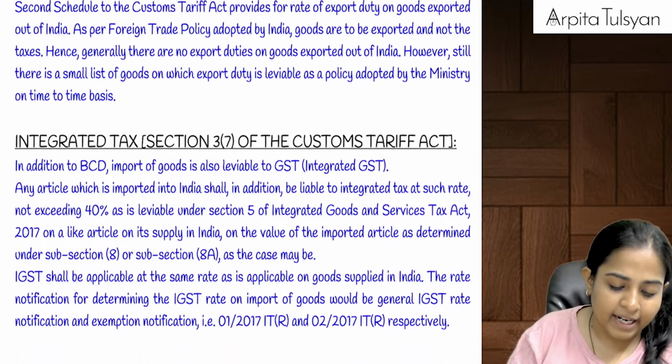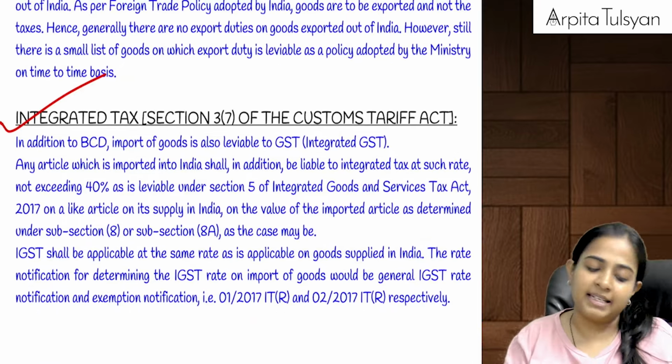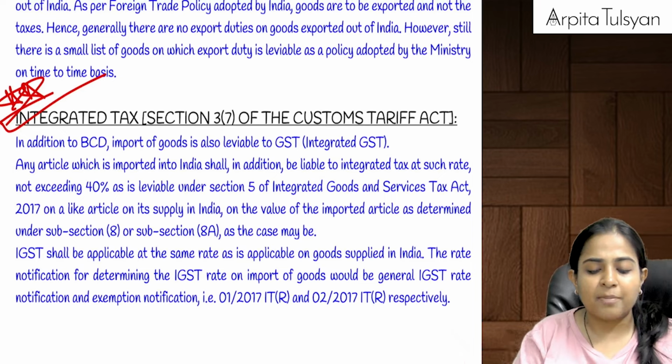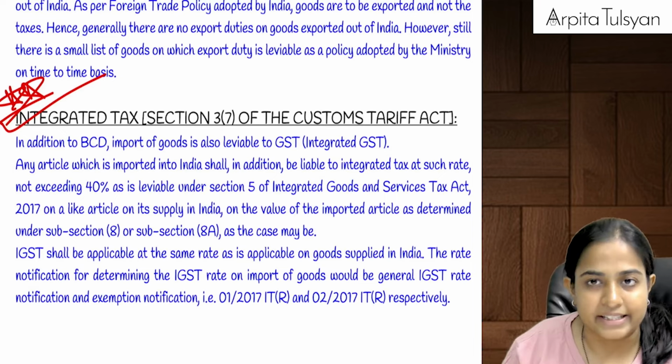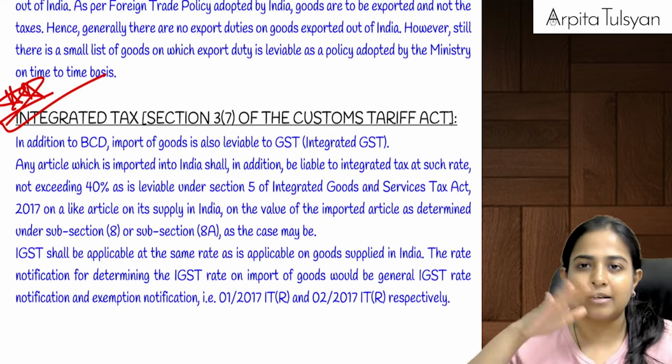Now let's go ahead to the next section. Next section is section number 37, important section. Section number 37 talks about the IGST. We have discussed something about this earlier also.